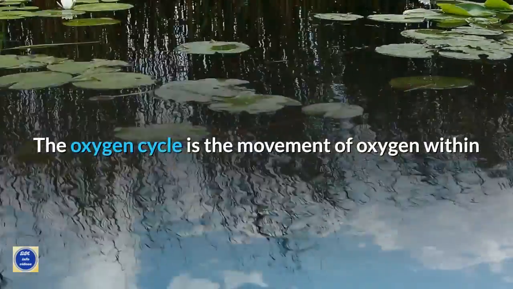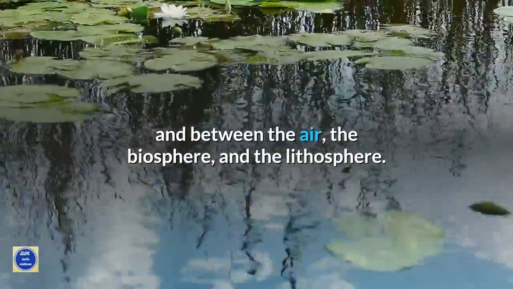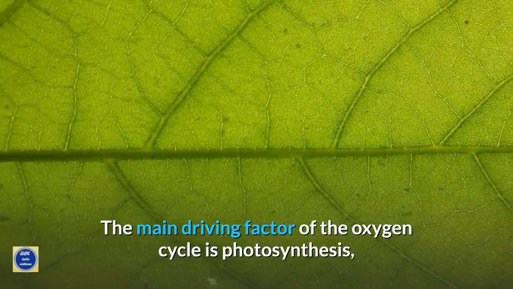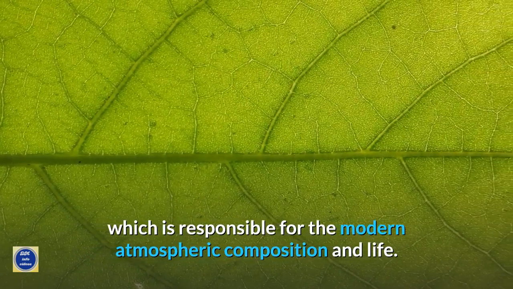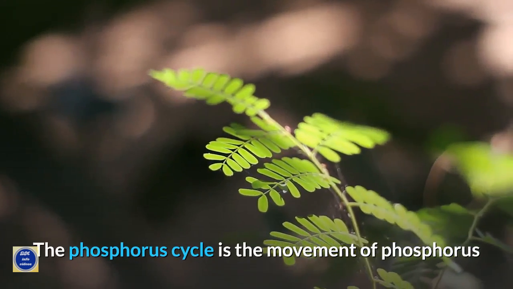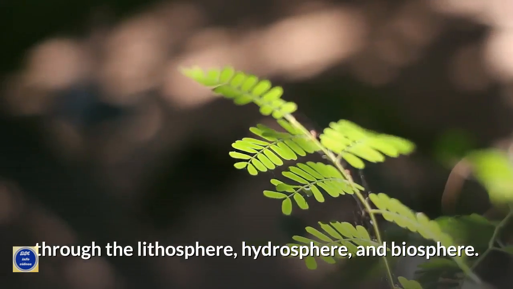The oxygen cycle is the movement of oxygen within and between the air, the biosphere, and the lithosphere. The main driving factor of the oxygen cycle is photosynthesis, which is responsible for the modern atmospheric composition and life. The phosphorus cycle is the movement of phosphorus through the lithosphere, hydrosphere, and biosphere.